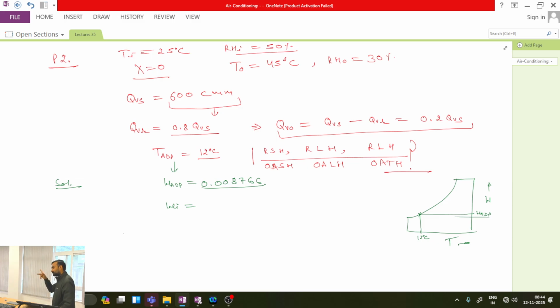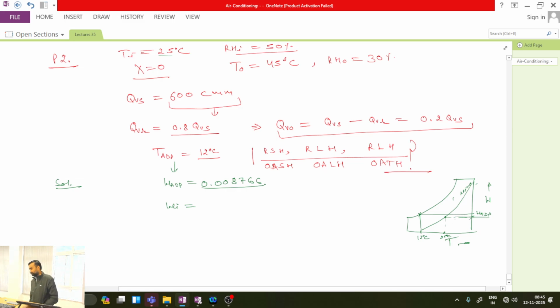Again, two ways. One way is from the psychrometric chart. Temperature is how much? 25. RH is 50%. I will go to 25 degrees Celsius, and then from here go along the line having RH equal to 50%. The intersection will give me the corresponding value of W. Tell me how much it should be. How much is Wi?